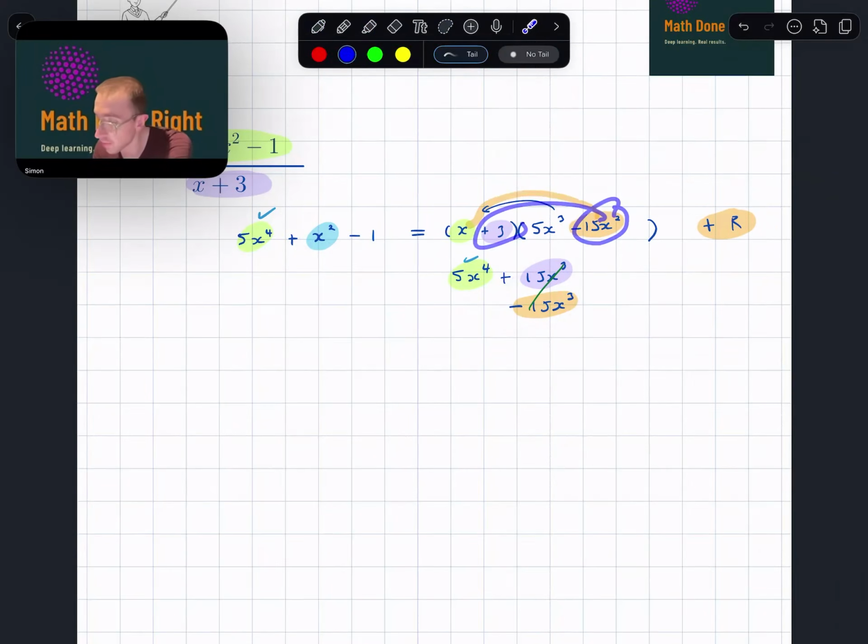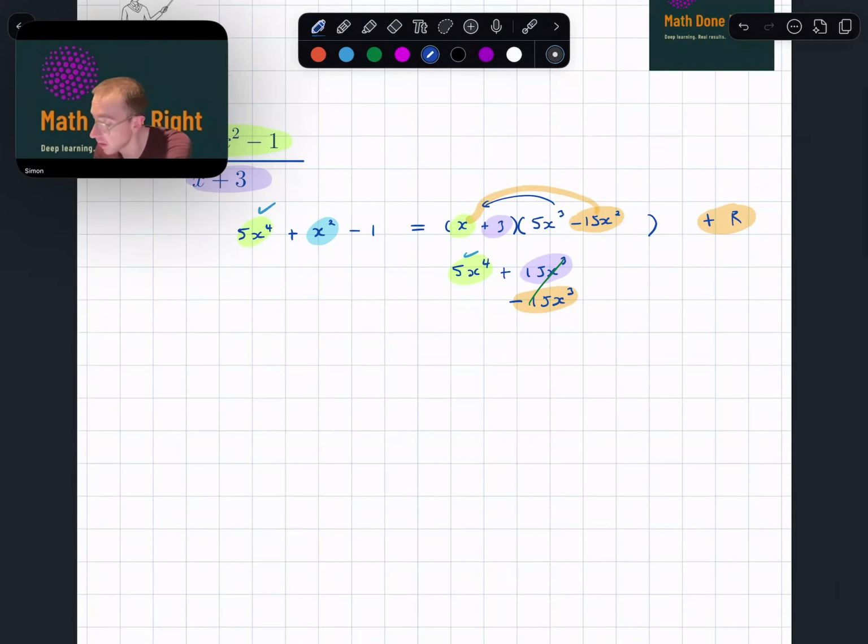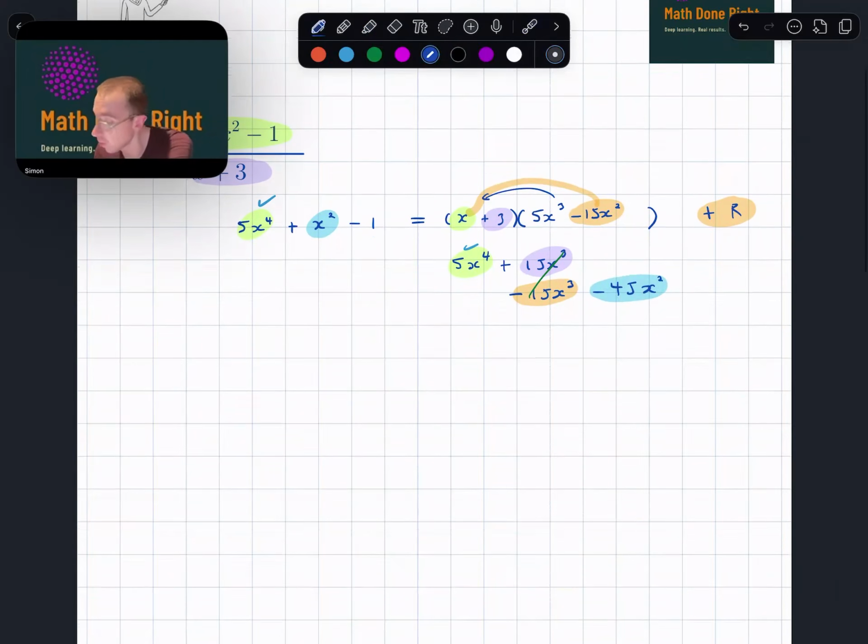Then we multiply it by 3. Again, it distributes into both the terms, right? So we multiply it by 3 and we get negative 45x squared. Right? We have negative 45x squared. And now we're back in familiar territory because we're supposed to only have 1x squared. So we need 46x squareds to get that 1x squared that we need.